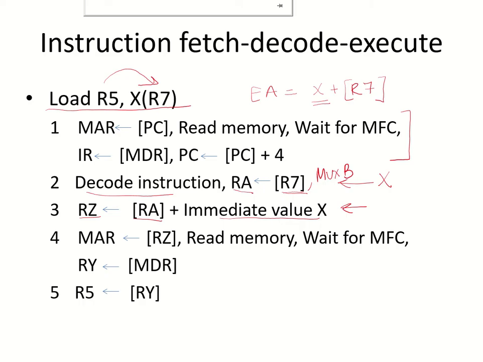So in stage 4, this address which was computed by the ALU will be sent into the memory address register. The memory will be read because this is a load operation. A memory read signal will be generated. The memory function complete signal will have to be waited for. Once that signal comes, that means the memory has been accessed and the data is available in the memory data register. So this data will be passed on into RY. From RY, it will be passed on to the destination register R5 in stage 5.